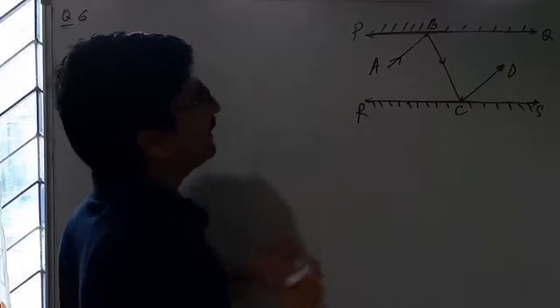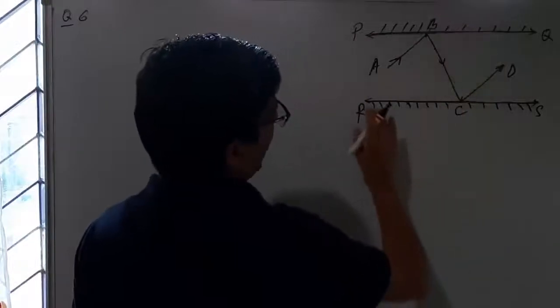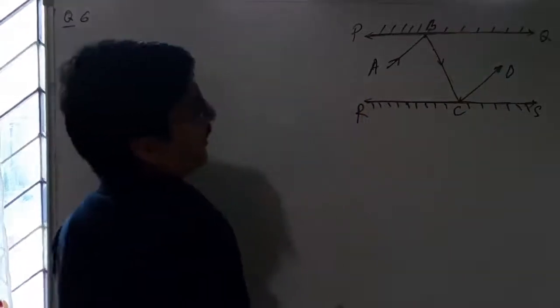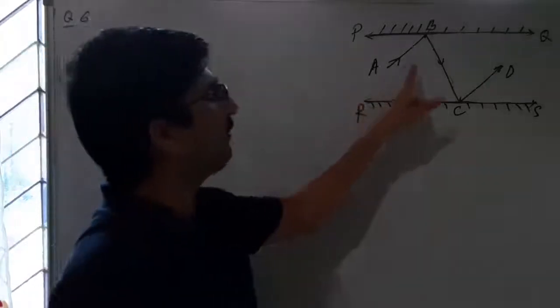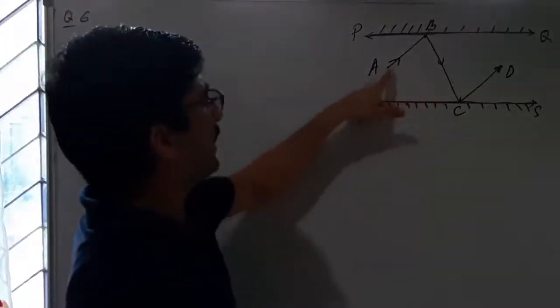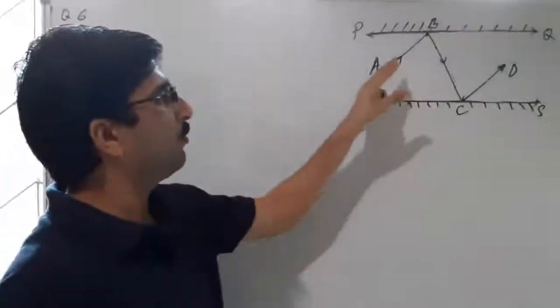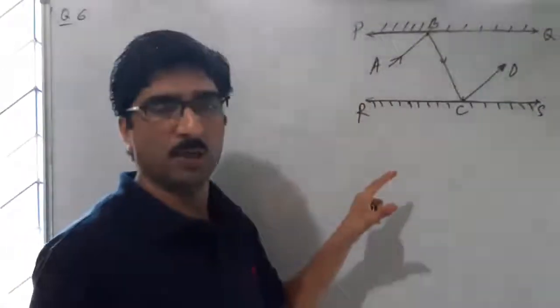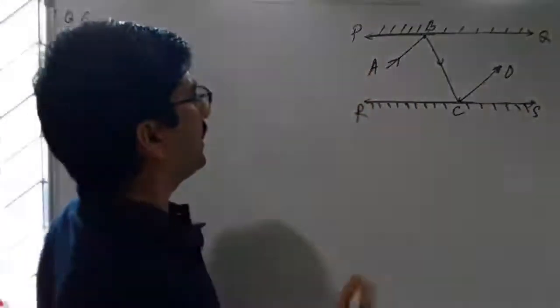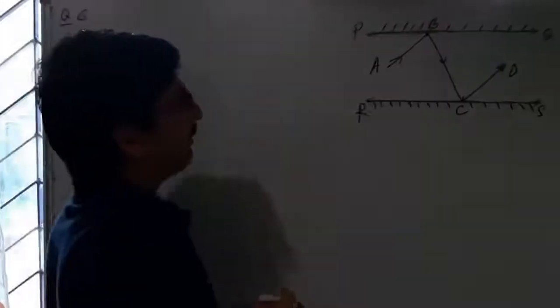What are the things given to us here? Only one point is given, that mirrors PQ and RS are parallel. Then what can we use here? We can use the law of reflection, since here we have a reflected ray and an incident ray. One of the laws of reflection is that the angle of incidence equals the angle of reflection.